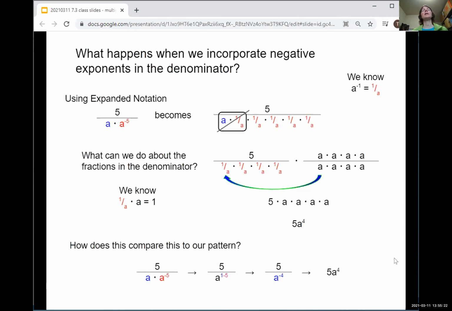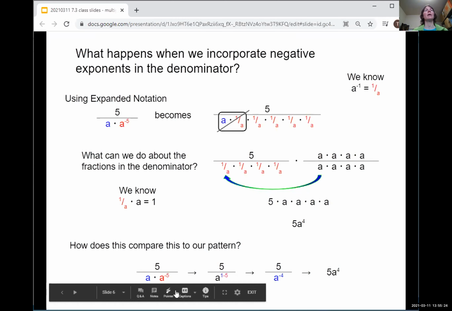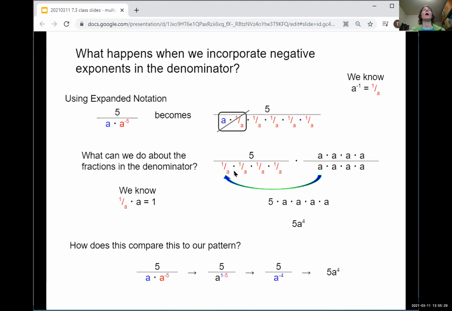Okay, so we're just going to add this last piece here on the bottom into our notes, and then we're going to go play our game, okay? So I'm going to shift over to the document camera. We're going to add that, and then we get to go play our game.